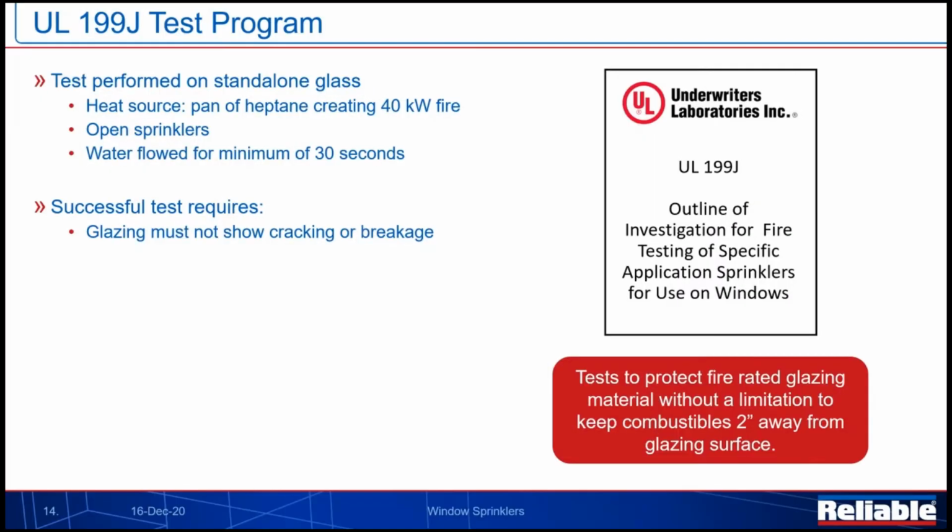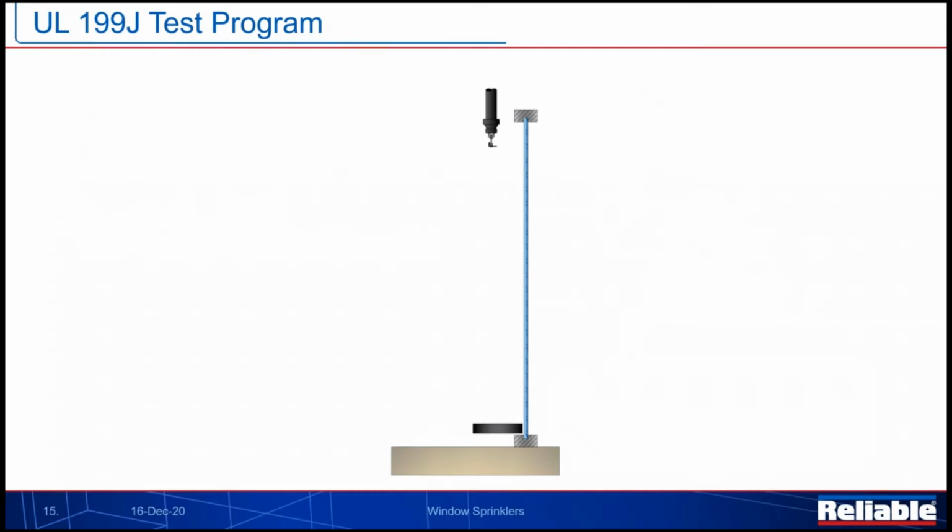Another way to look at this type of test is that it's the one that uses fire-rated glazing material, and it doesn't have a limitation to keep the combustibles 2 inches away from the glazing surface. So just different material, and then also a different way to construct that wall assembly with this type of setup.